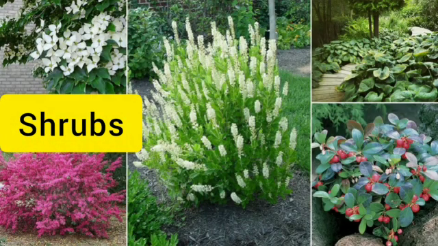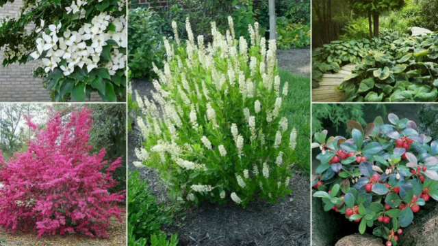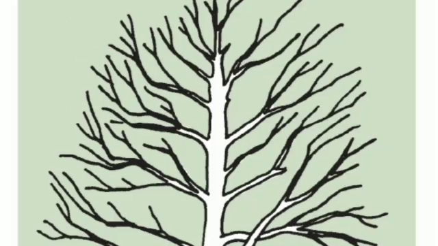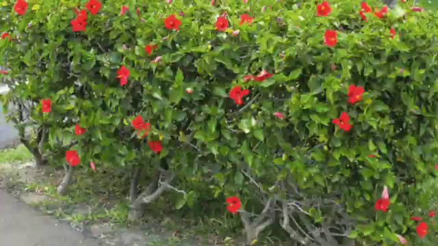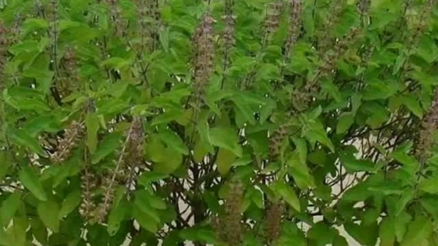Shrubs. Students, shrubs are bush-like plants with woody stems. Shrubs are smaller than trees and they do not grow very tall. Branches come out from the main stem in this plant and are closely joined together. So, some examples of shrubs are rose, hibiscus, mehndi plant and tulsi. These all are shrubs.